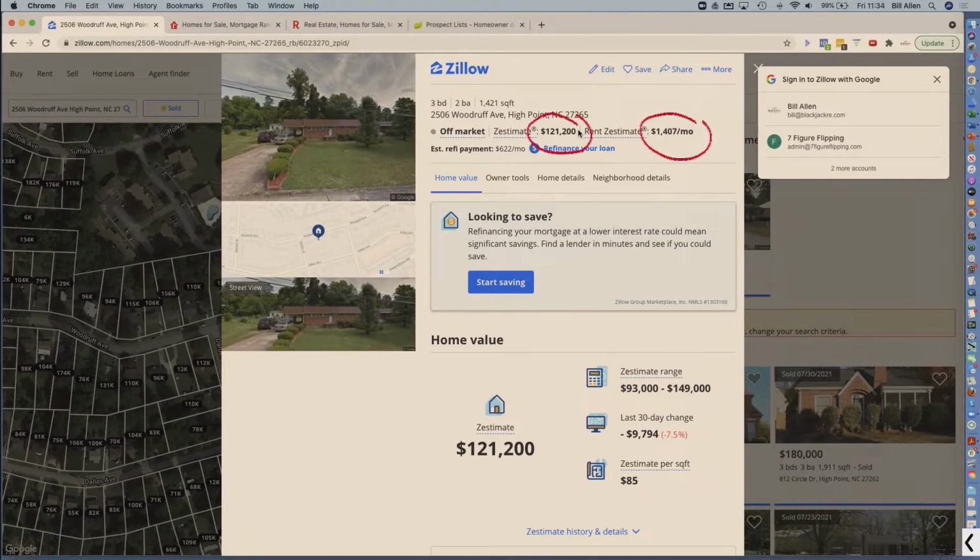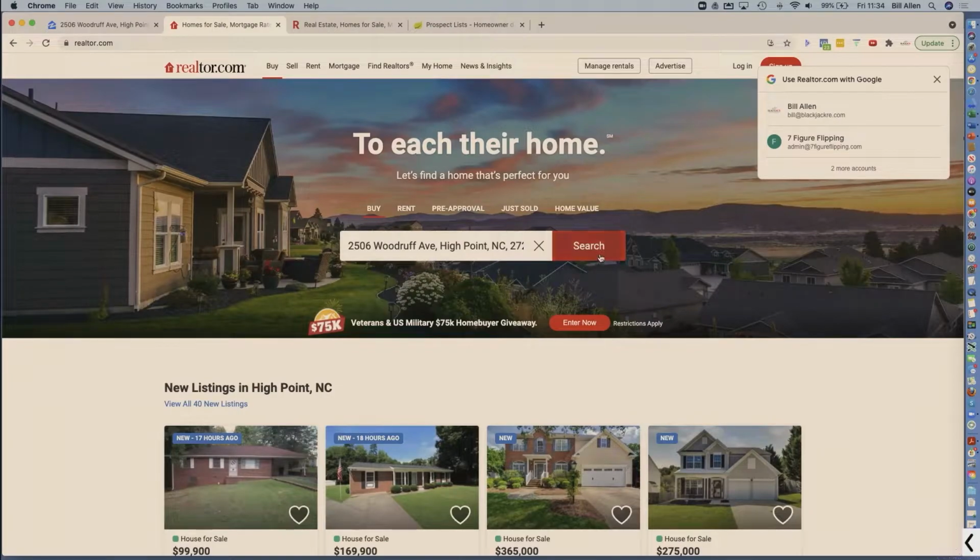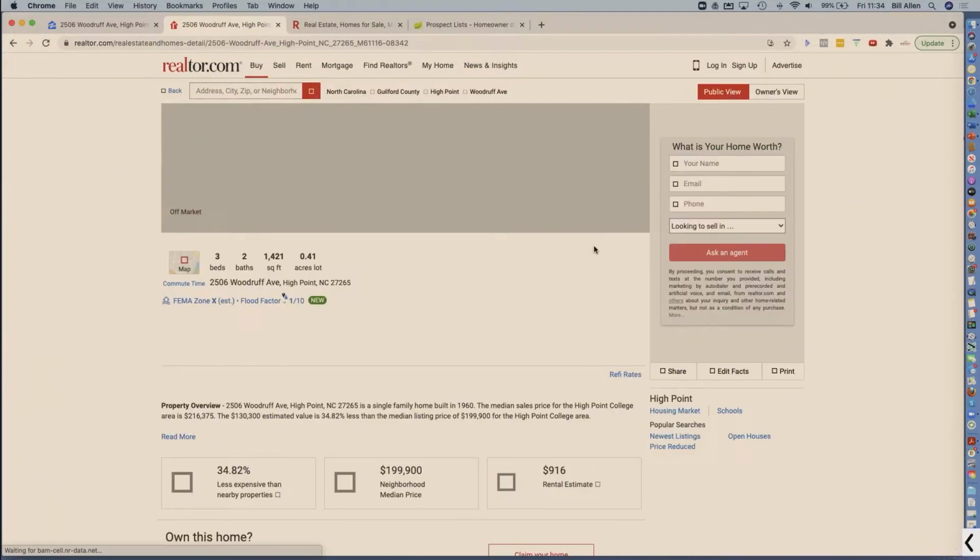So right now, I'm writing down on my paper, and a lot of you guys might right now be saying, Bill, what are you talking about? Zestimate is junk in my area. It's not right. It's way off, or it's usually pretty on. Whatever you're saying right now, just give me a chance, okay? All right, so I've got the Zillow estimate. I've got right here, 2506 Woodruff Avenue, then I'm going to search in Realtor.com.